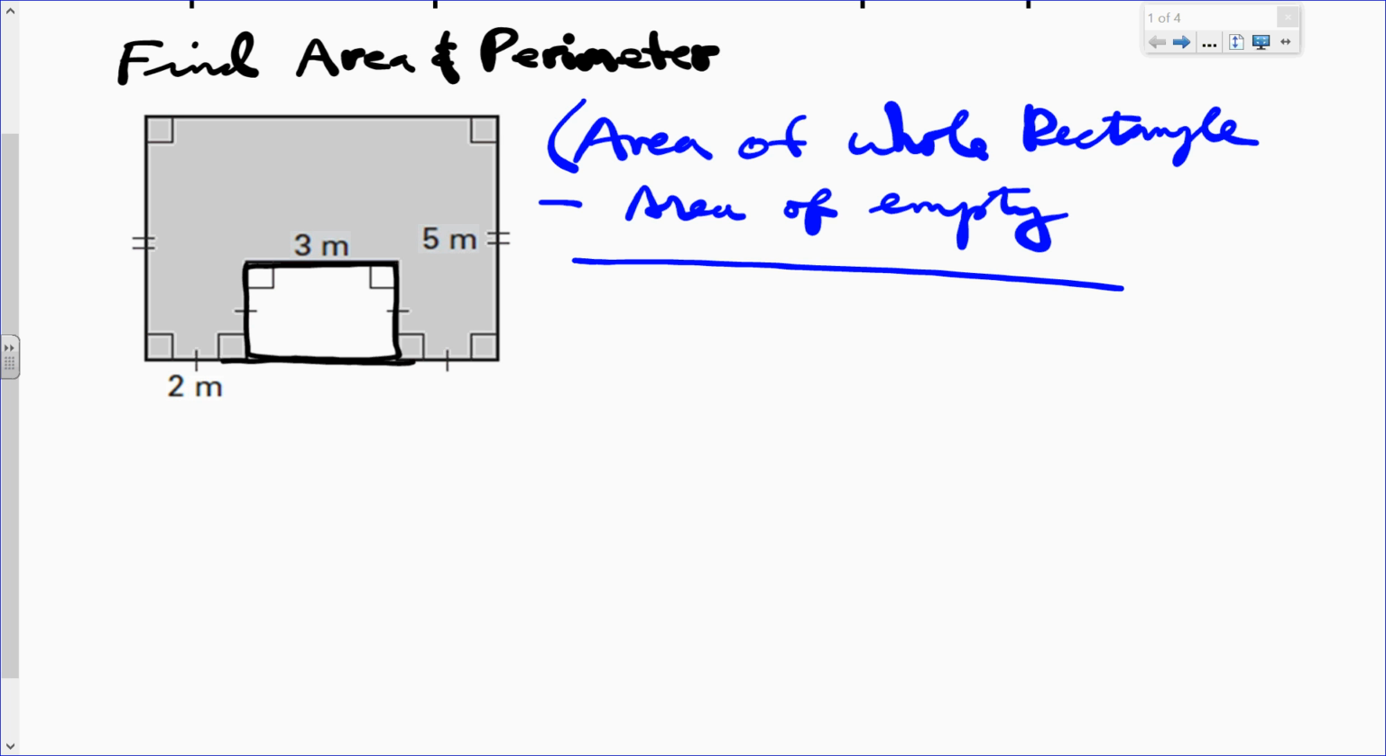So let's first find the area of the whole rectangle. I'm going to highlight the area of the whole rectangle. So you can mark up your paper the way you see fit. So look at the area of the whole rectangle. I'm going to highlight in blue. Notice. Look at that.